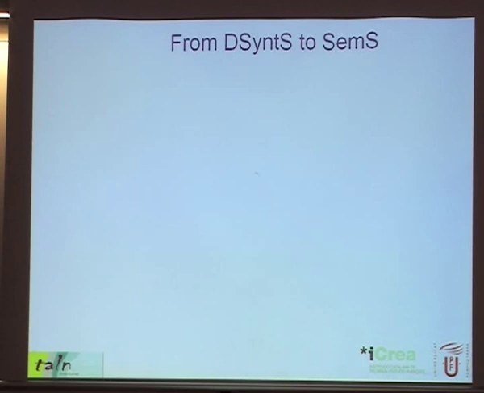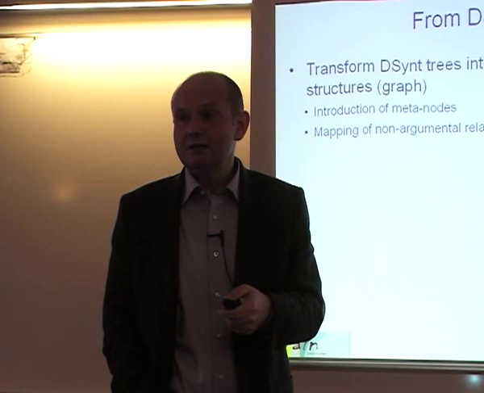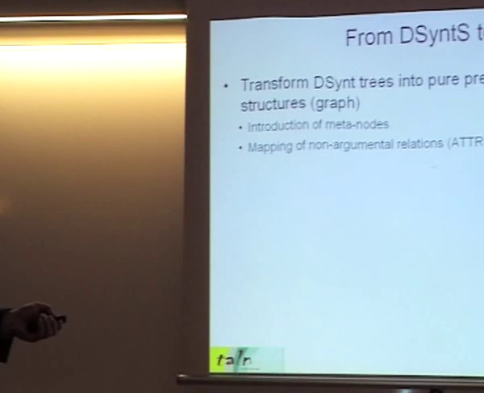Okay, so now we get this deep syntactic structure, and then the procedure is absolutely the same to get to semantics. What we need to do is introduce meta nodes where we had the feature, let's say tense or aspect. So at the semantic level, we need to introduce explicit meta nodes to capture this information, and then map the non-argumental relations, and obviously the argumental relations as well.